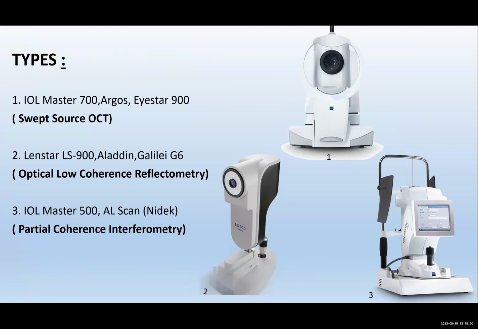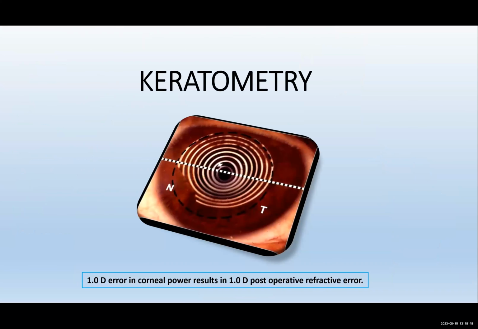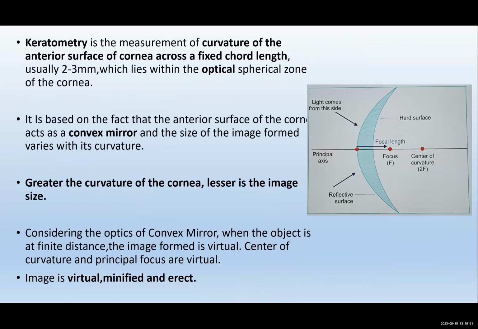These days, if you divide it into 3 generations, the swept source OCT is used by the IOL Master 700, which is mostly used because it can even detect axial length in dense cataract also. Also, there are Lenstar devices. You can see the second one, the left one, and the IOL Master 500, which uses partial coherence interferometry. These days, we are using it because it's much more convenient and less technician dependent. However, it is expensive.